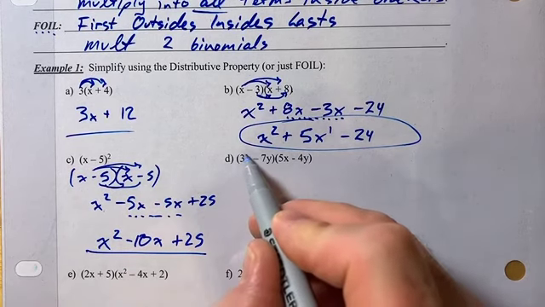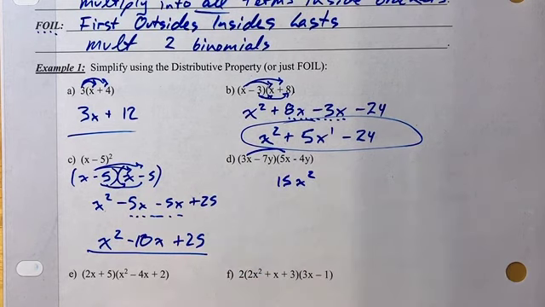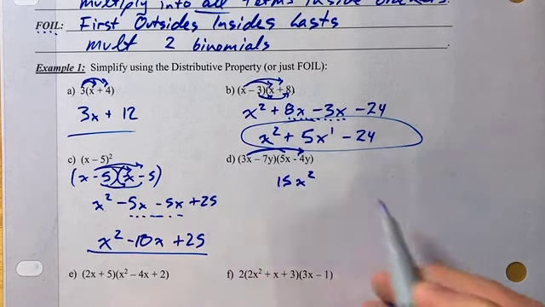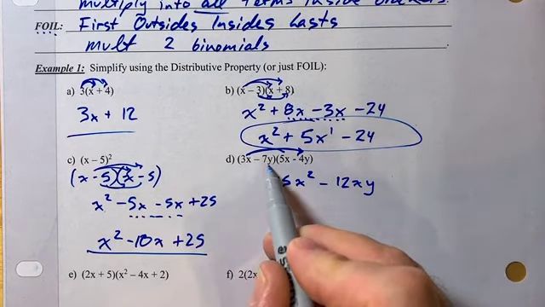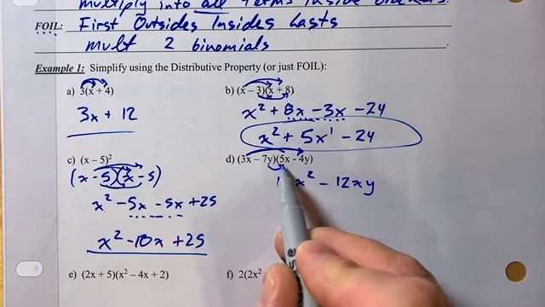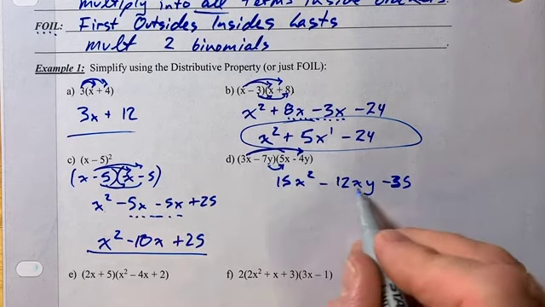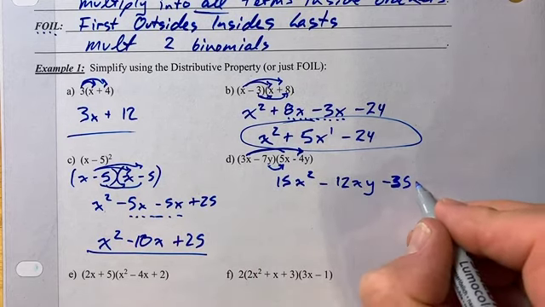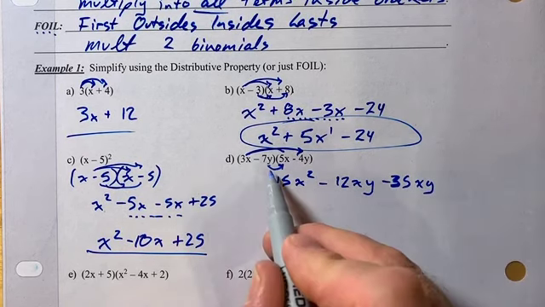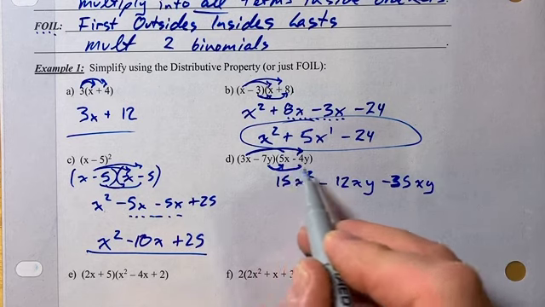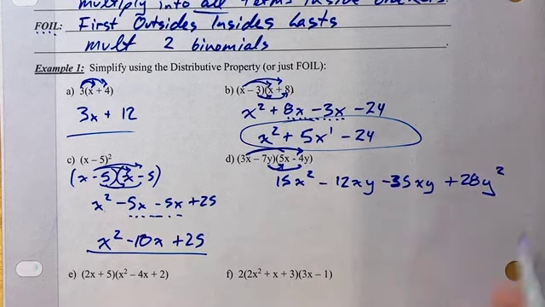Yikes, this one's a little bit harder. 3x times 5y, so 15xy. 3x times minus 4y, so minus 12xy. Okay, now it's going to be minus 7y times 5x, which is minus 35yx or xy. It doesn't matter, they're the same thing. So we're just going to call it xy because that way I know that these two are going to go together. Last one, minus 7y times minus 4y is plus 28y squared.